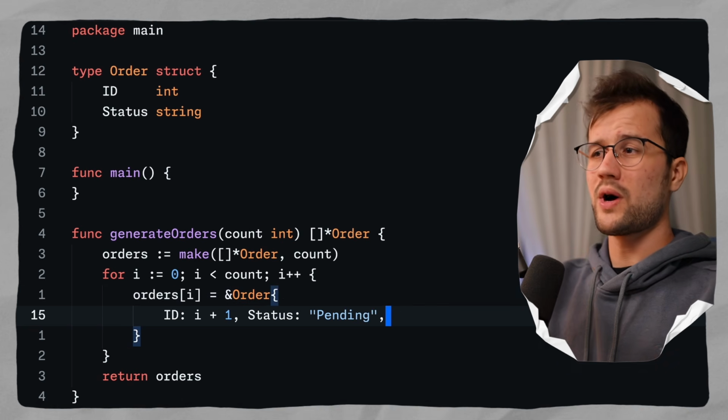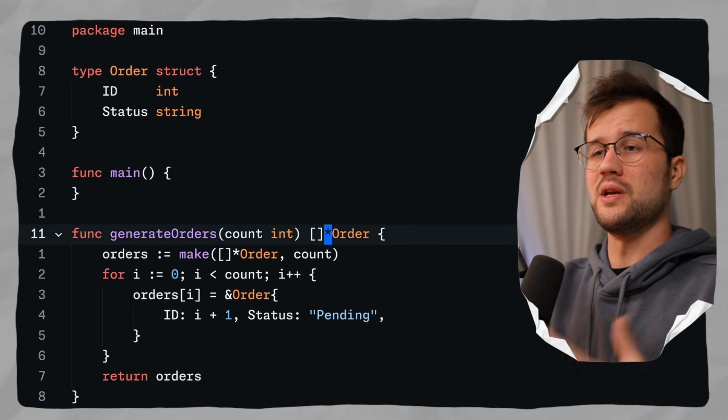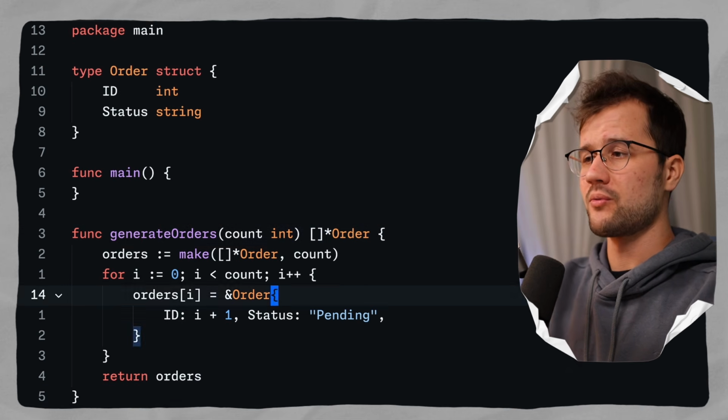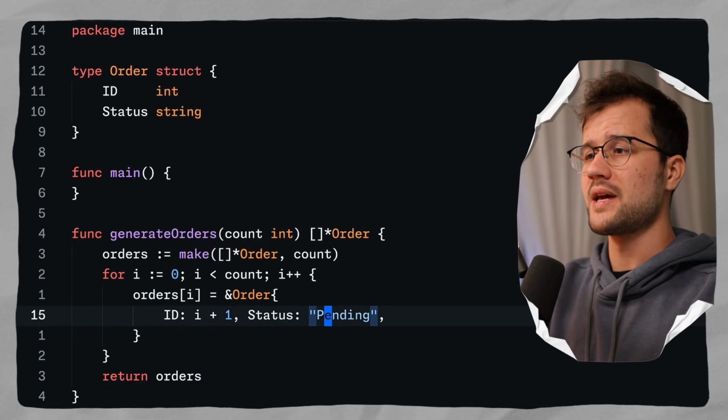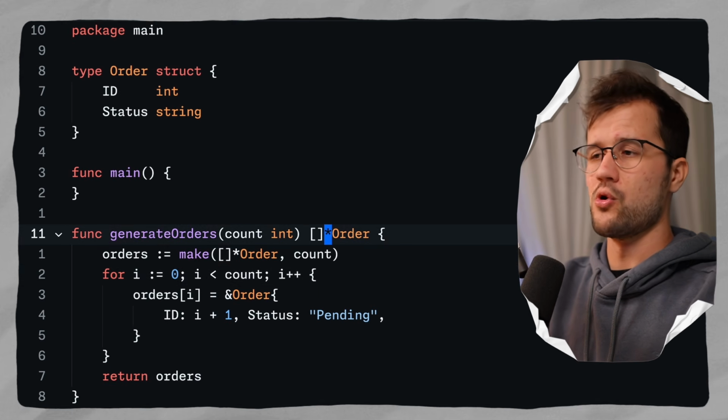Now, you may wonder, why do we actually have to use a pointer here? Because in the end, we want to manipulate or modify the orders, with the status, for instance. And this also makes the slice creation and this whole function more efficient.